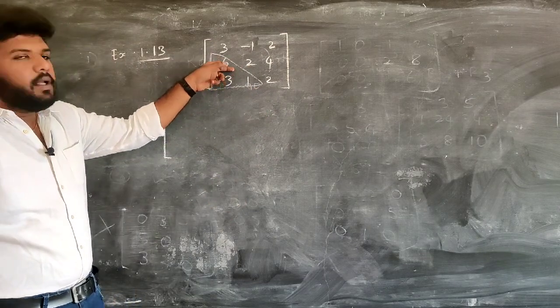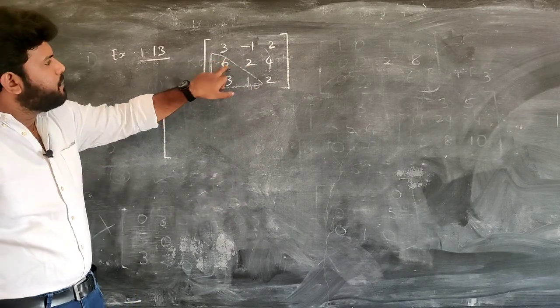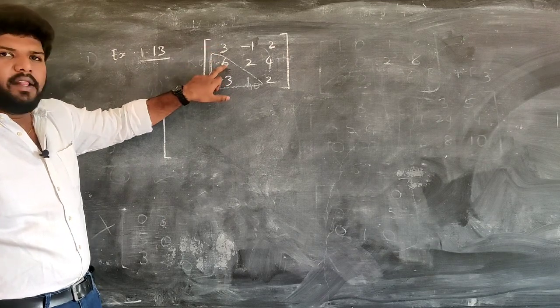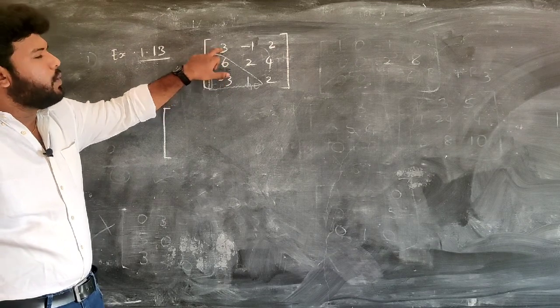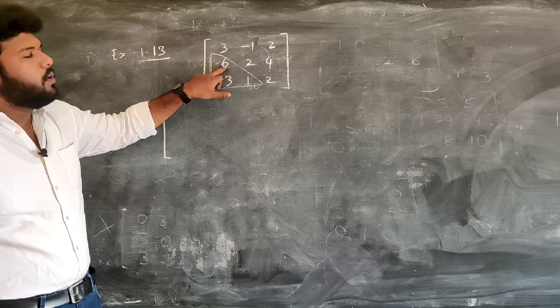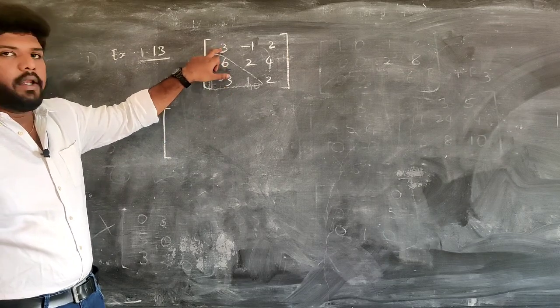So in the row, this is R2 and this is R1, right? So R2 should react only with this number or this number, right? So R2 first number na iduvum da react agum.